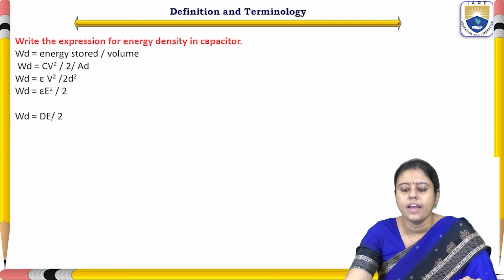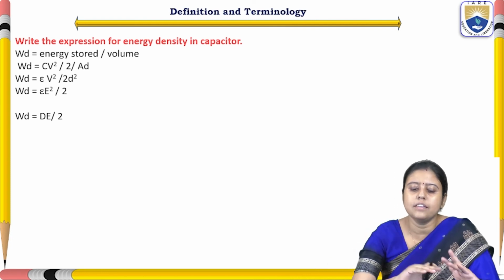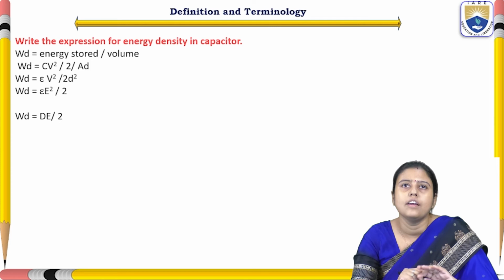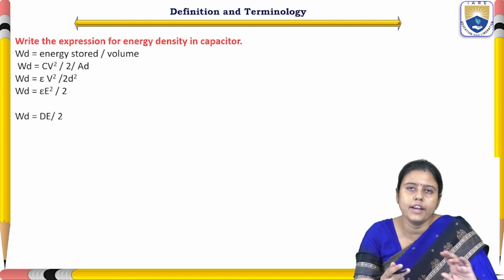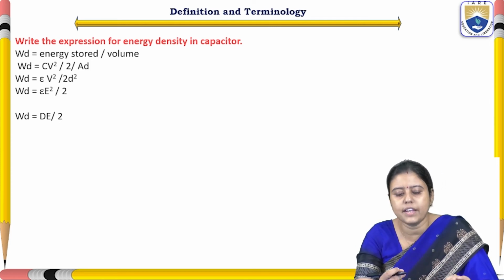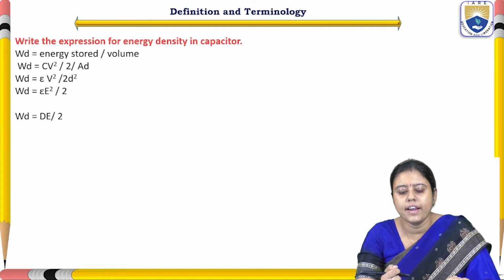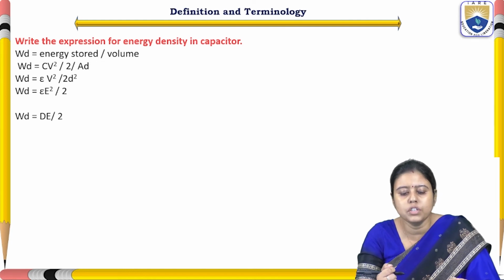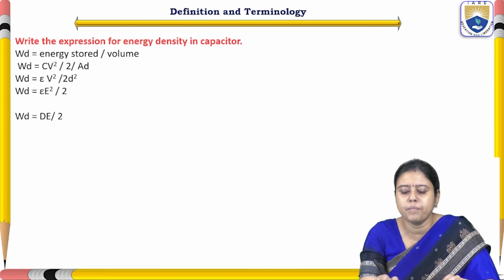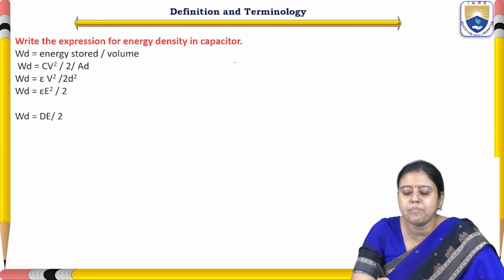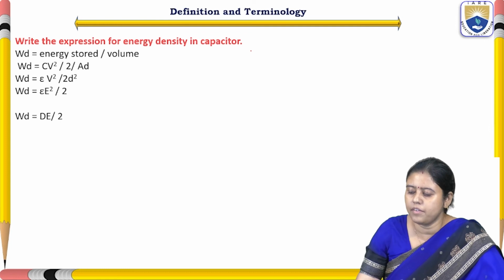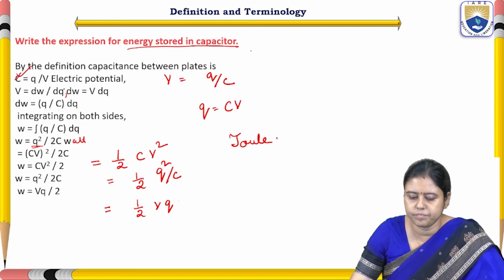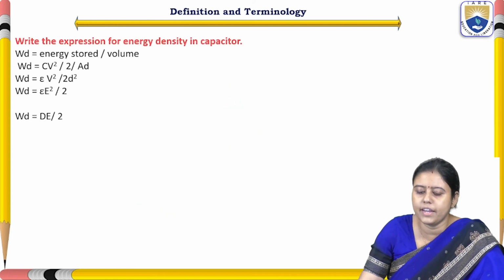Next definition. Write the energy density in the capacitor. So we know energy density in the capacitor can be written as the energy stored per unit volume. From the previous topic, I will just recap it a little.